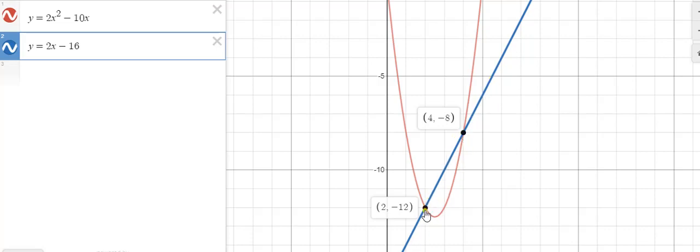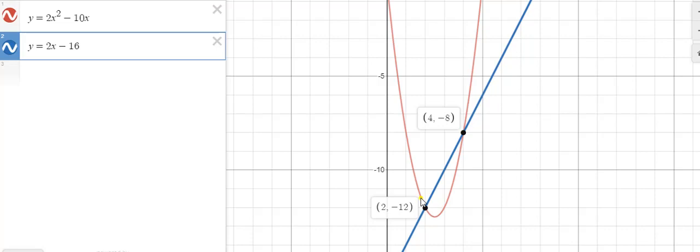Well, that happens when 2x squared minus 10x is below 2x minus 16. That happens from 2 to 4, including 2 and 4. So graphically, it also makes sense.